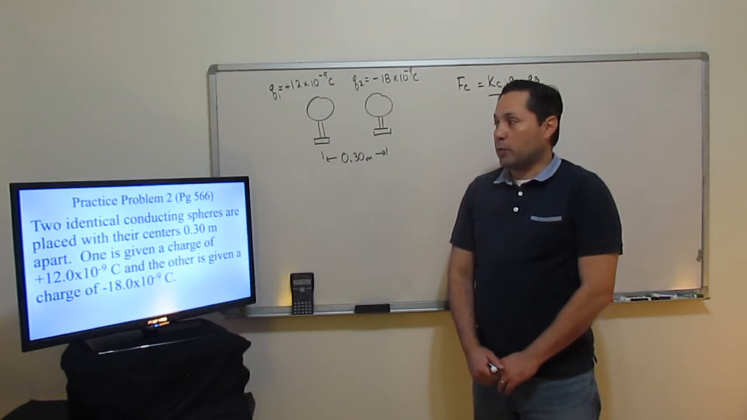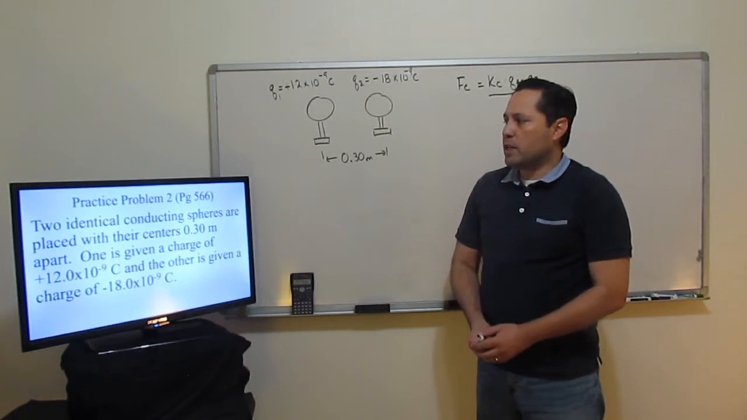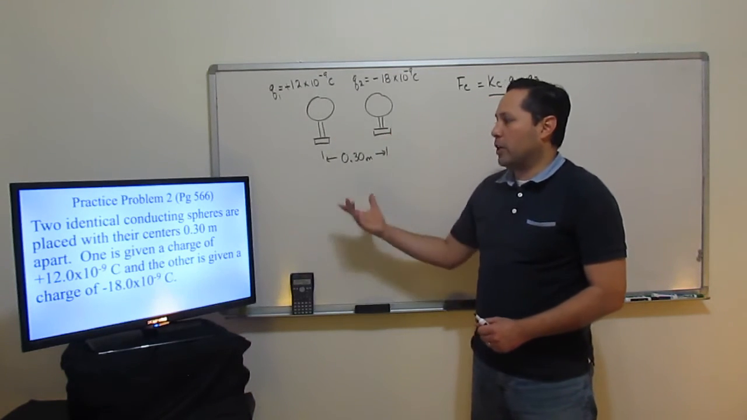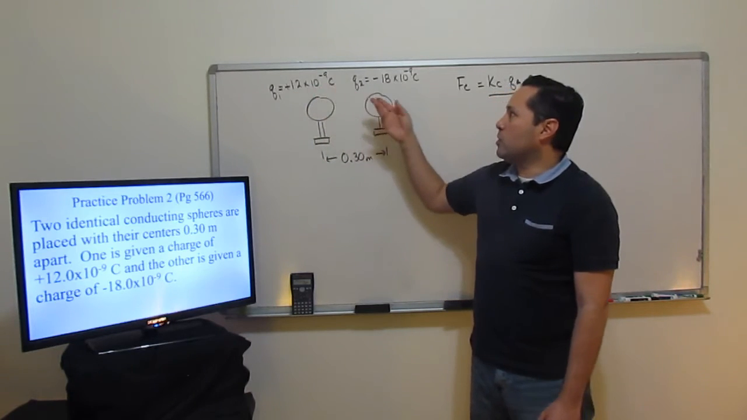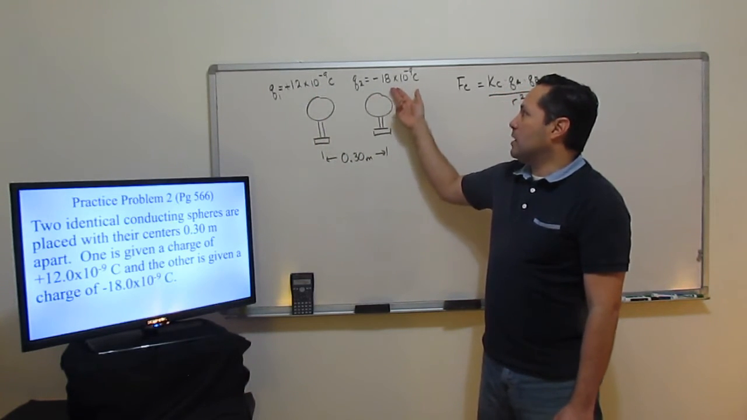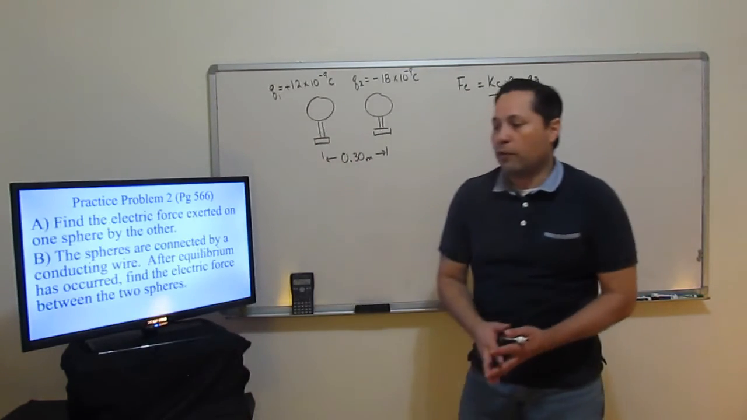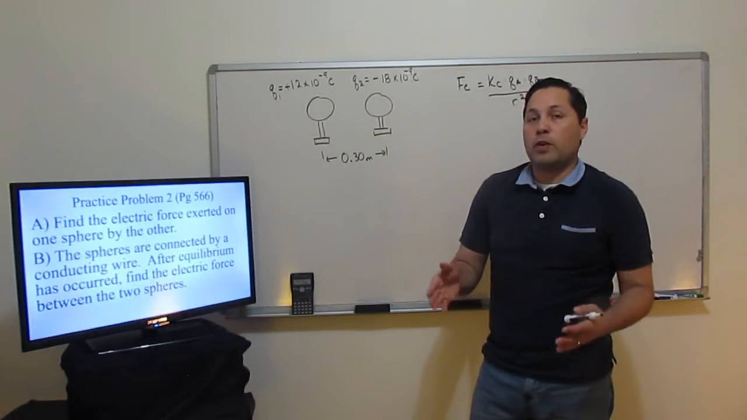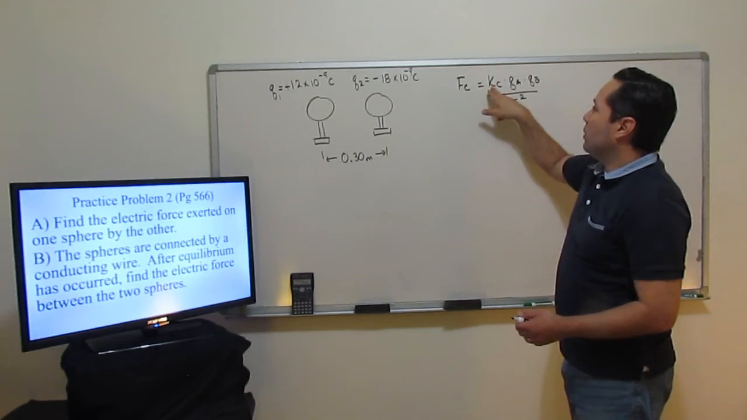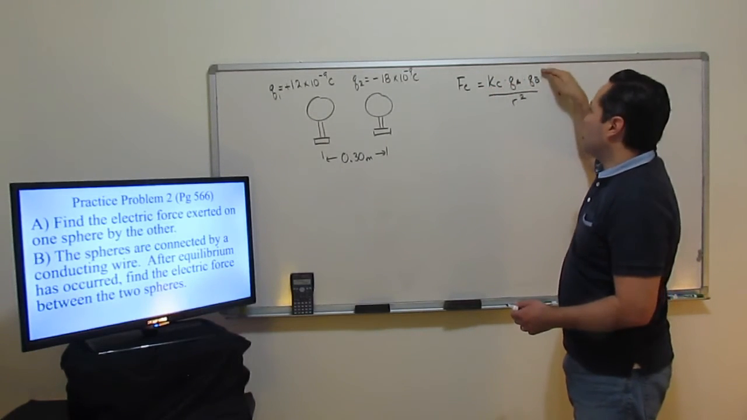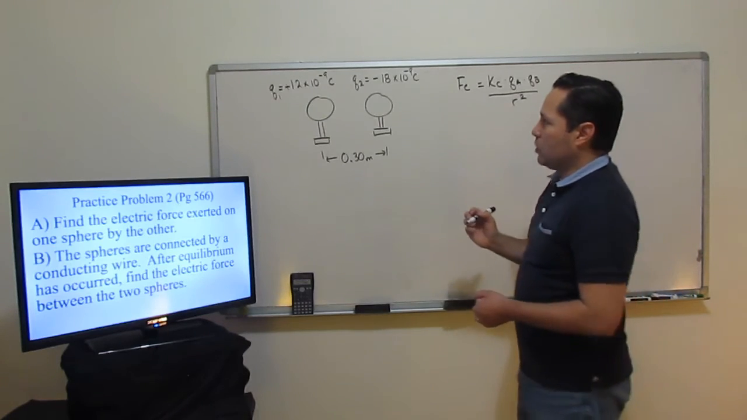Up next is practice problem 2 out of page 566. In this one they ask, you have two identical conducting spheres. So here's one, there's the other. They are 0.3 meters apart. They're given a charge of 12 times 10 to the -9 coulombs for the first, and for the second, negative 18 times 10 to the negative 9 coulombs. Then they ask you two questions. The first one, find the electric force exerted on one sphere by the other. So we're going to go ahead and use this formula right here. So Fe equals the constant times the charge of one times the charge of the other divided by the distance between them squared.